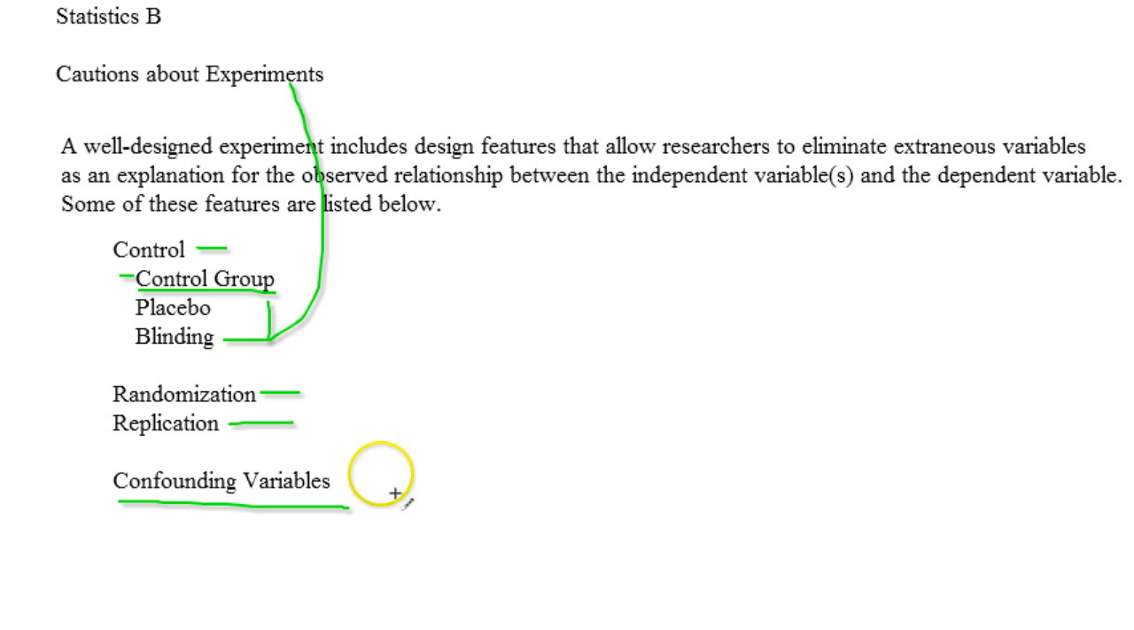But anyways, confounding variables are made when you don't account for these up here. In other words, you don't replicate, you don't randomize, and you don't have control over your actual experiments. Okay, so you need to take time to be cautious about your experiments, and you need to design them well and come up with a plan.